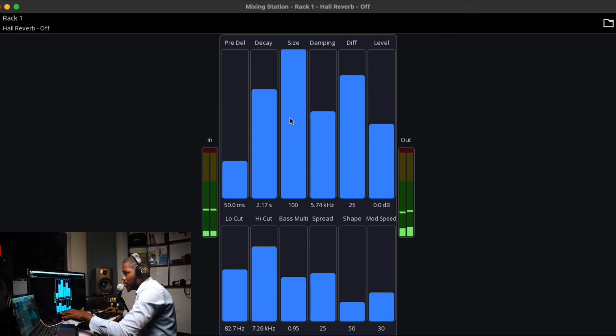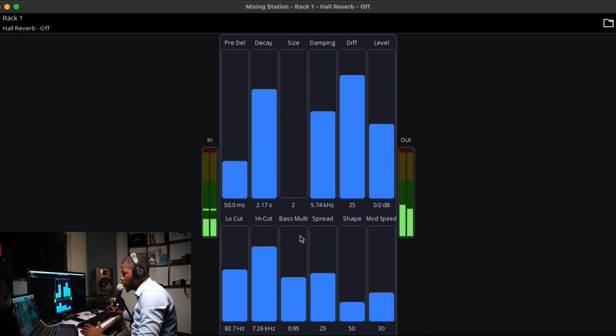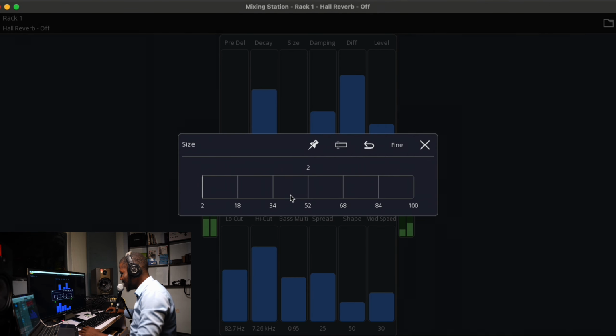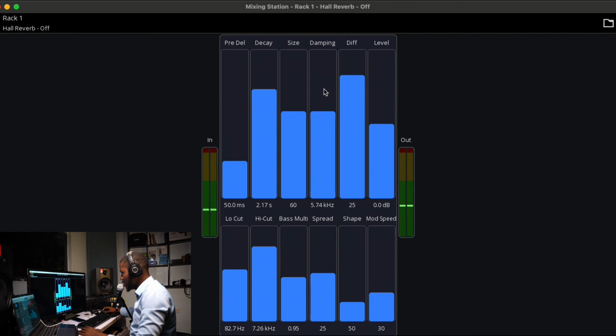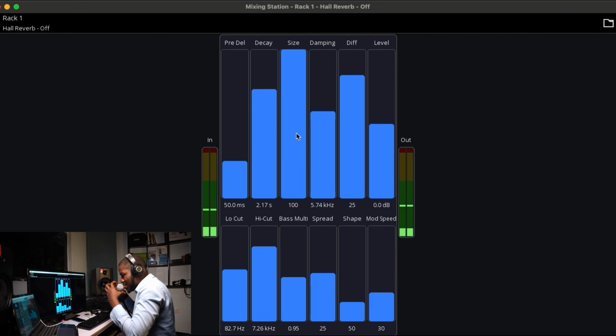Can you see the space? Let me reduce the size. 1 2 1 2. Can you see how this is sounding like the space is more? See the size here, then compare to this one. The space is a bit more shrunk. This one is a bit more tiny.